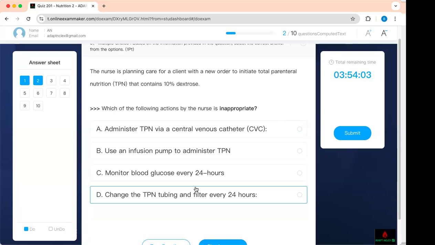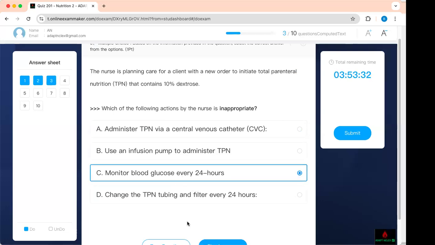Okay. Where does TPN go? Central line. It can be a PICC line, which is a peripherally inserted central catheter, right? The same thing. Use of pump. Yeah, you've got to set the rate so that it gives slowly. Infusion pump to administer. That's good. Monitor the blood glucose every 24 hours. Their sugar is going to go up. One of the biggest things is hyperglycemia and hypoglycemia. Therefore, a 24-hour check of glucose is bad.